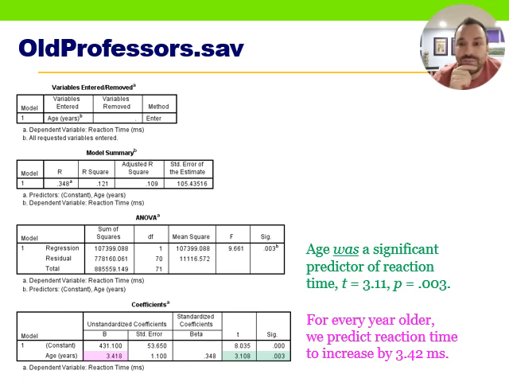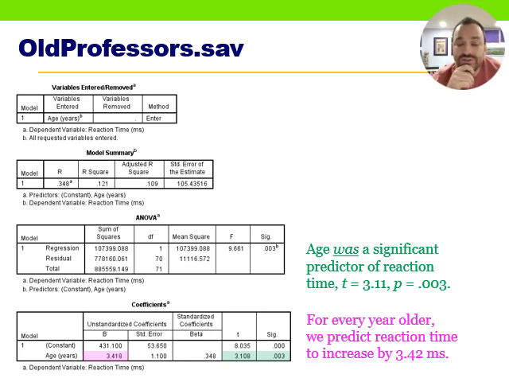So every time x goes up by 1, in other words, every time a professor gets a year older, we expect their reaction time to go up by 3.42 milliseconds. Okay, so every year they get older, we're expecting them to get about 3 milliseconds slower.